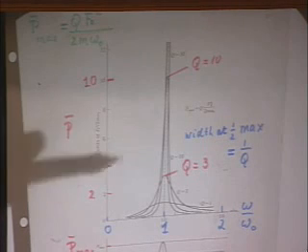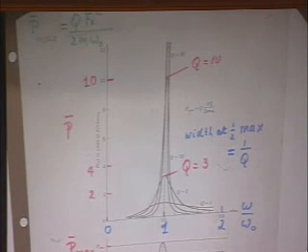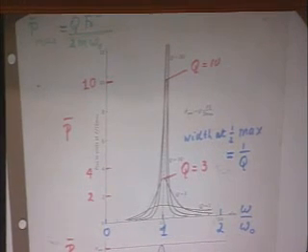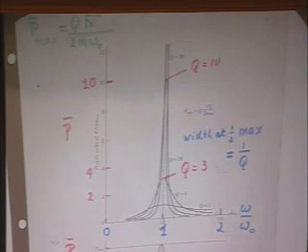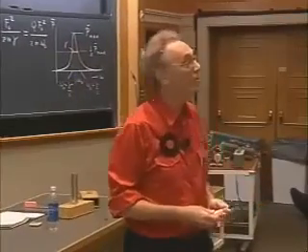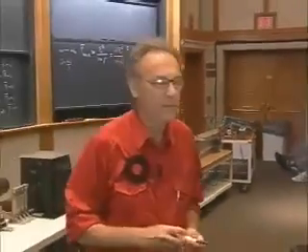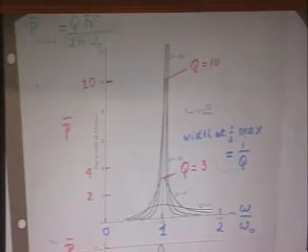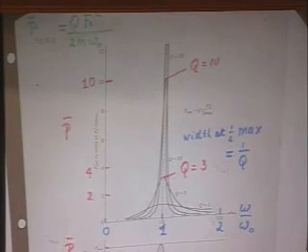The width of this peak is 1 over Q. Because remember, this axis is omega divided by omega 0. So if the width is gamma on that peak, it is now gamma divided by omega 0 in this plot. And gamma divided by omega 0 is 1 over Q. So here the width in this presentation is directly inversely proportional to Q. So if Q is 10, then the width there is 1/10.